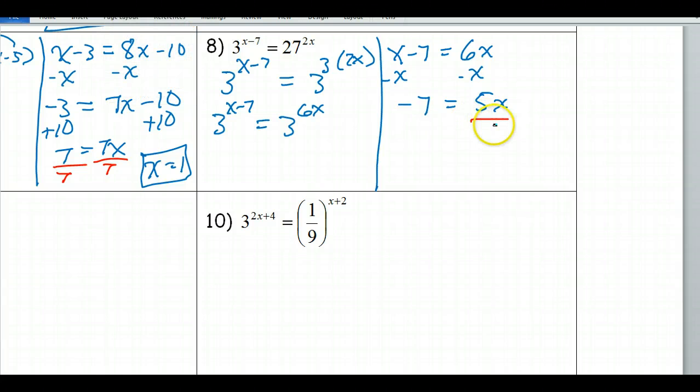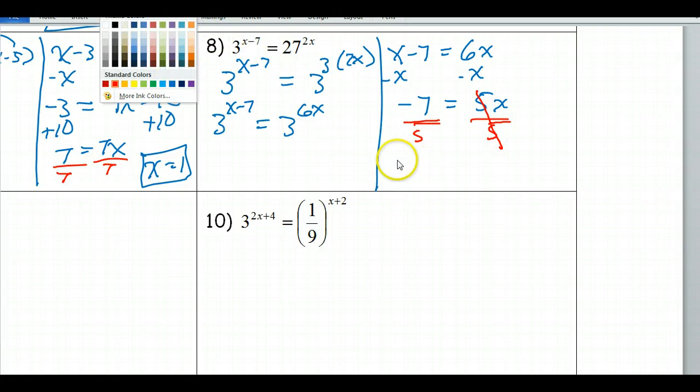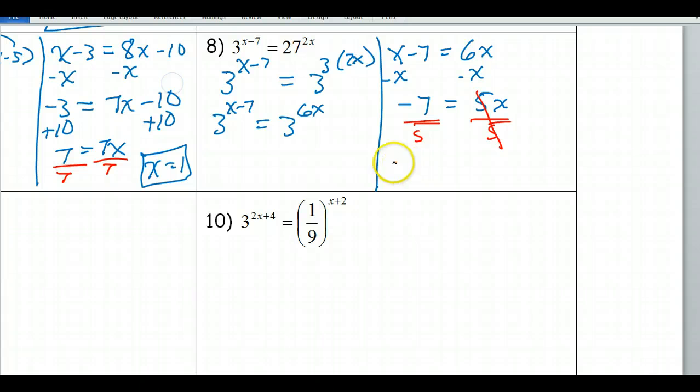Alright, then I would divide both sides by 5. So that's going to give me negative 7 over 5 equals x. Alright, plan on leaving your answers as fractions.